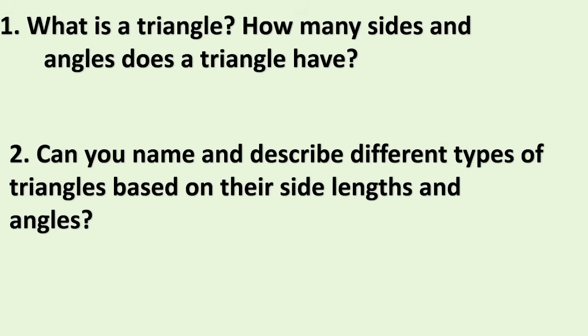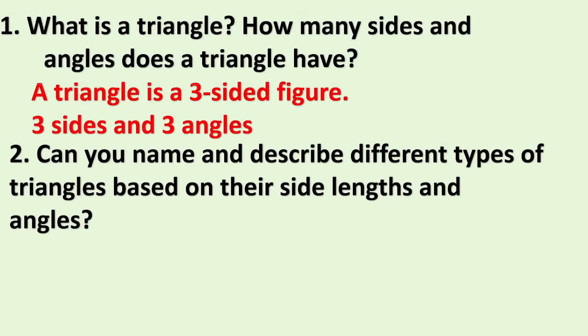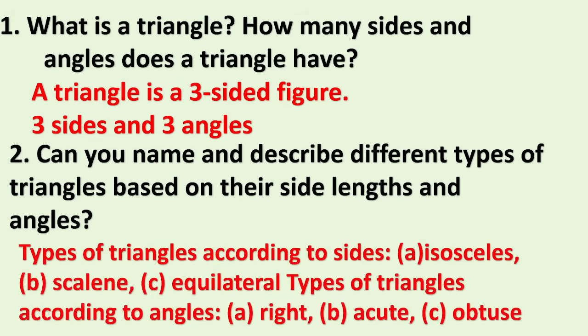Day 3. What is a triangle? How many sides and angles does a triangle have? A triangle is a three-sided figure, with 3 sides and 3 angles. Can you name and describe different types of triangles based on their side lengths and angles? Types of triangles according to sides: isosceles, scalene, and equilateral. Types of triangles according to angles: right, acute, and obtuse.